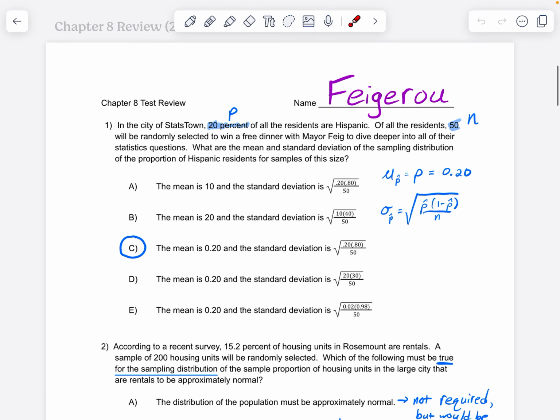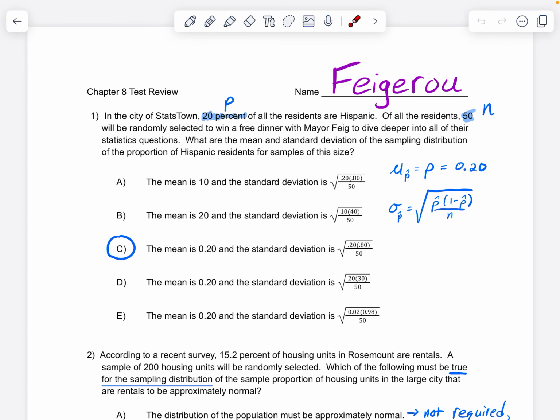First one: in the city of Statstown, 20%. So right there, you know it's a proportion question. Of all the residents, they're Hispanic. Of all of the residents, 50 will be randomly selected to win a free dinner with me. Oh, yes, to dive deeper into all their statistics questions. Oh, man, that's like the prize of a lifetime. What are the mean and standard deviation of the sampling distribution of the proportion of Hispanic residents for samples of this size?